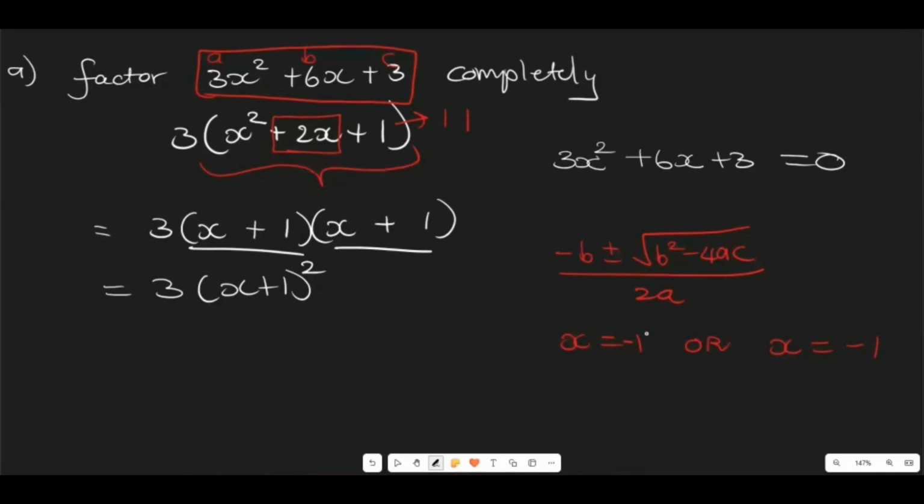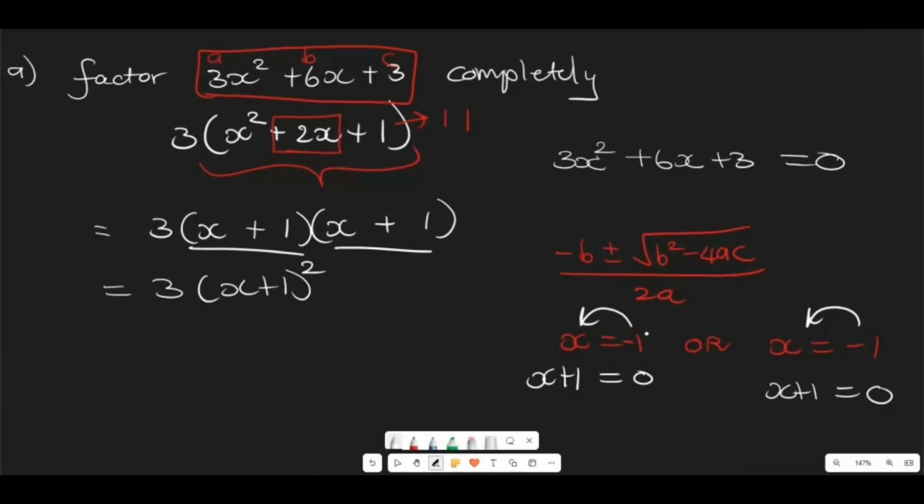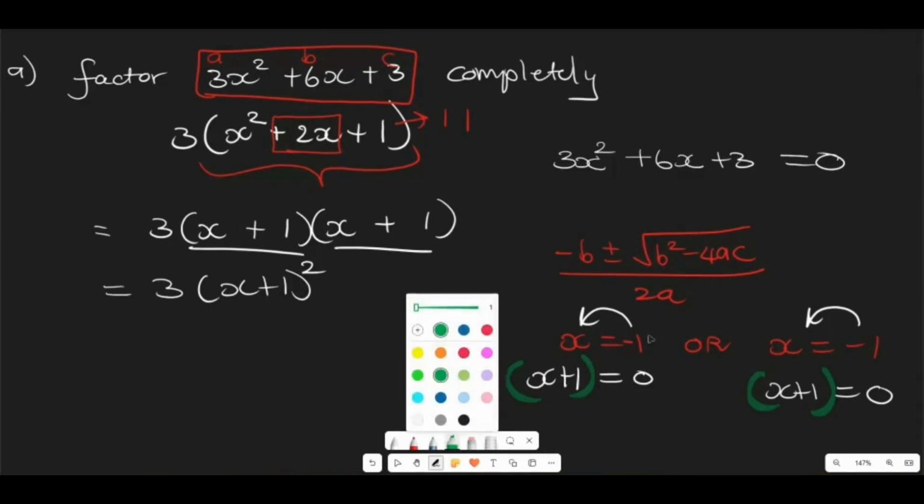In order for you to find those brackets, all you have to do is take this negative 1 over to the other side, and then you would have x plus 1 is equal to 0. And then you just know that this is the brackets that you need to use. Are you guys fine with this? You just omit this part, and then you just know that those are the brackets that you need to use.